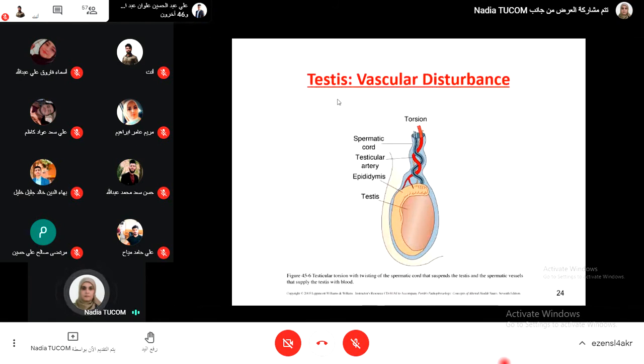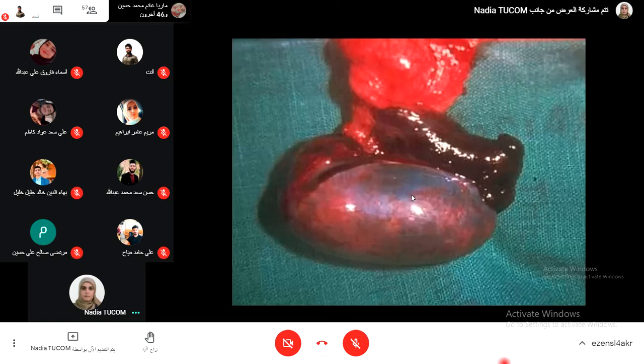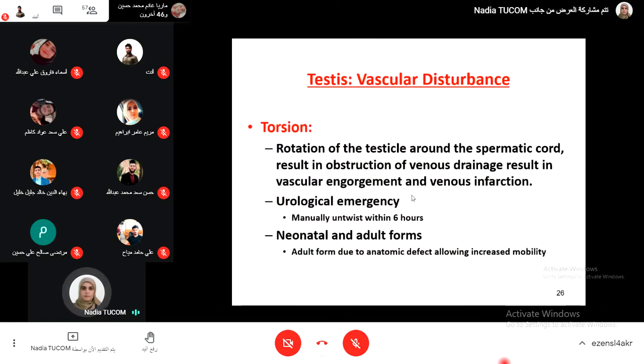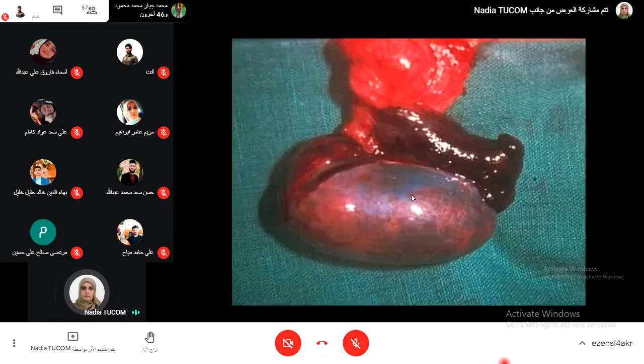Vascular disturbances affecting the testis. One of the important vascular disorders affecting the testis is testicular torsion. Torsion or rotation of the testis around the pedicle, that is the rotation of the testicle around the spermatic cord, results in venous obstruction and vascular engorgement.